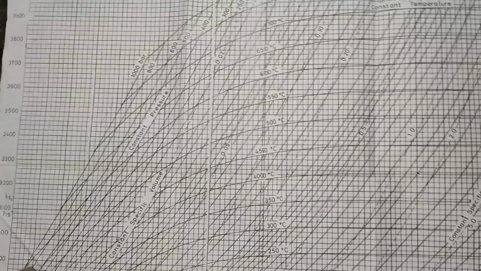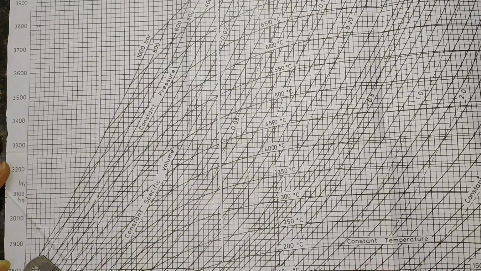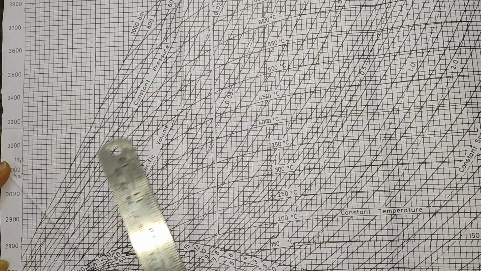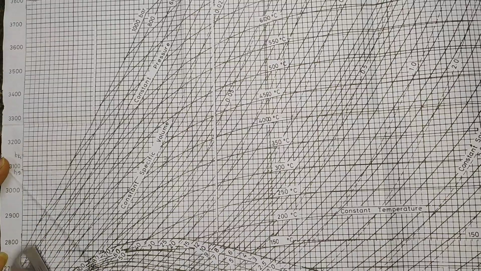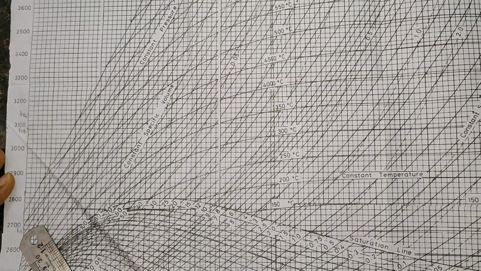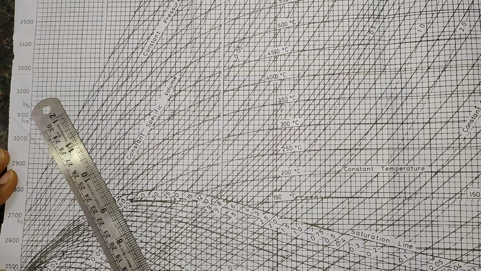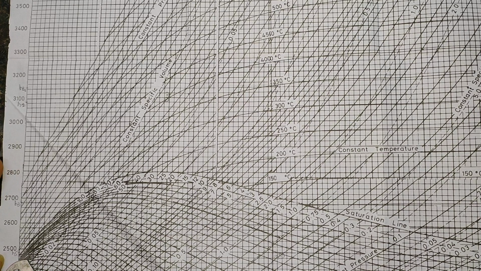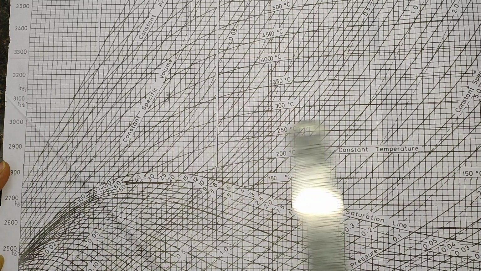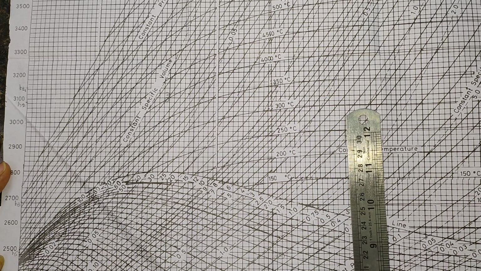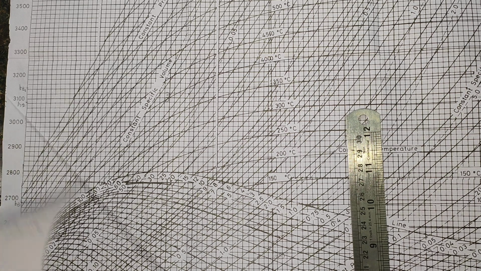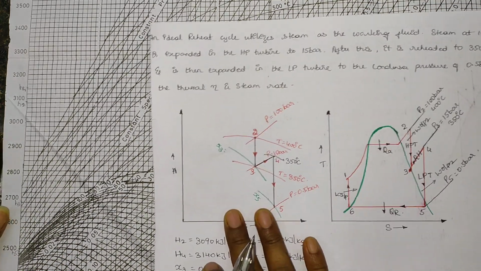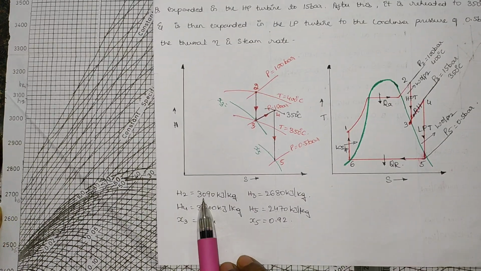Okay, so now let us read the values and see whether we are going to get the same value. I have already located all the points here. See, I have located H2, I have located H3, H3 is here. Then I have located H4 and I have located H5 also. So you can mark like this, and now you can read directly from here. Let us try to see whether we are getting the same values. Okay, so see now H2 is coming 3090.